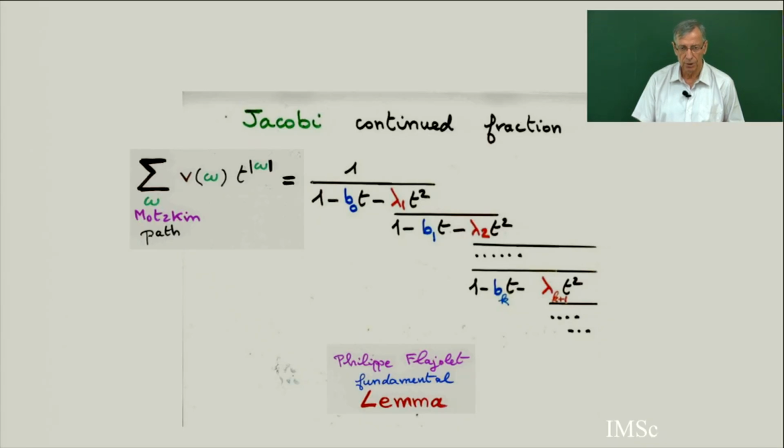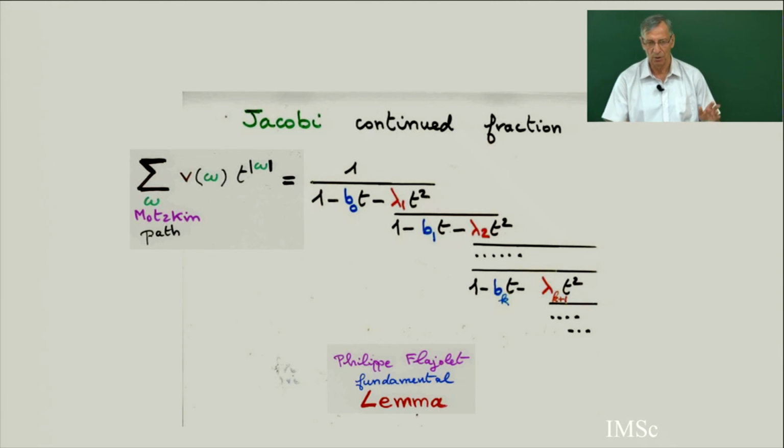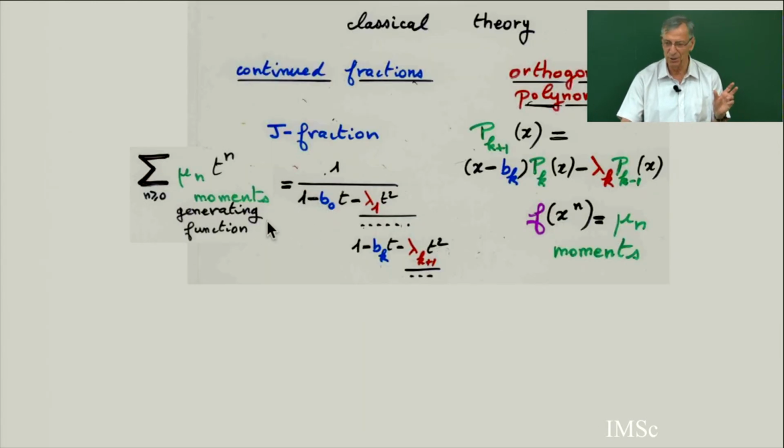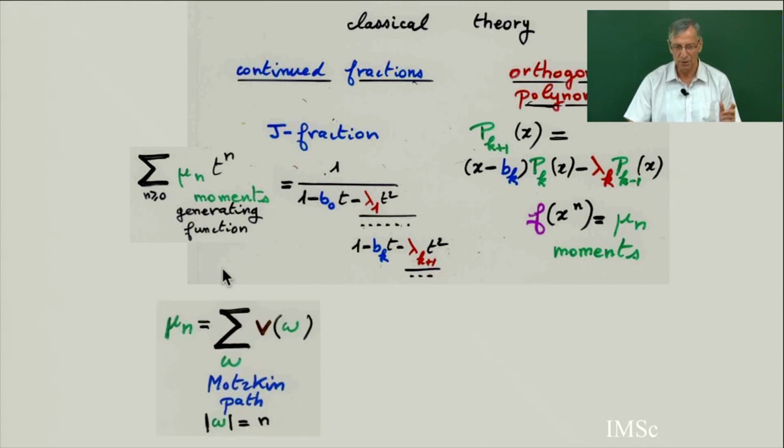So now you go back to the general connection between orthogonal polynomials and continued fractions. So we have the Flajolet fundamental lemma. The generating function of Motzkin paths is this continued fraction. But we know from the general theory, before doing any combinatorics, that the generating function of this J-fraction was the generating function of moments. Thus, the consequence is that the moments of the orthogonal polynomials are exactly the sums of the weighted Motzkin paths. The moments are the sums of the Motzkin paths.